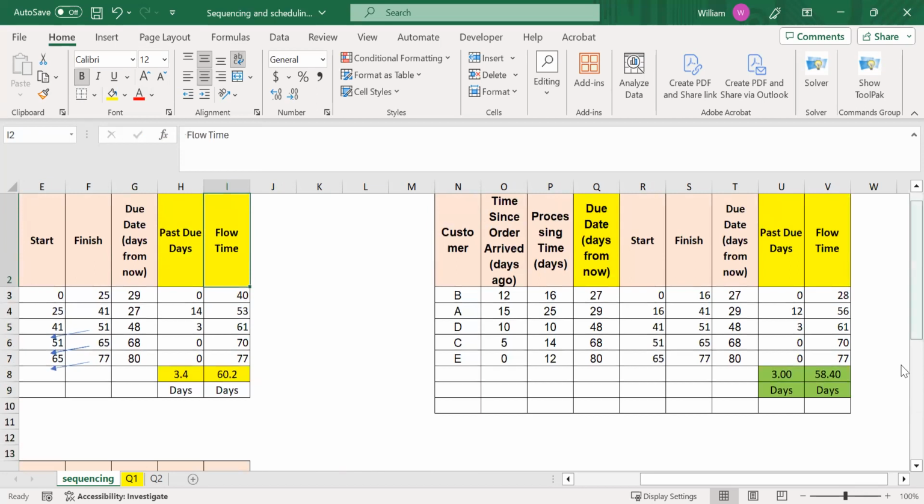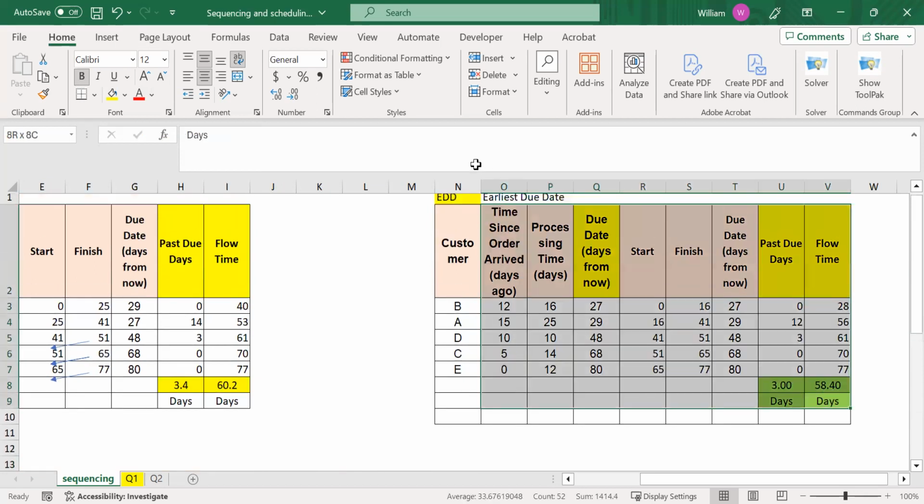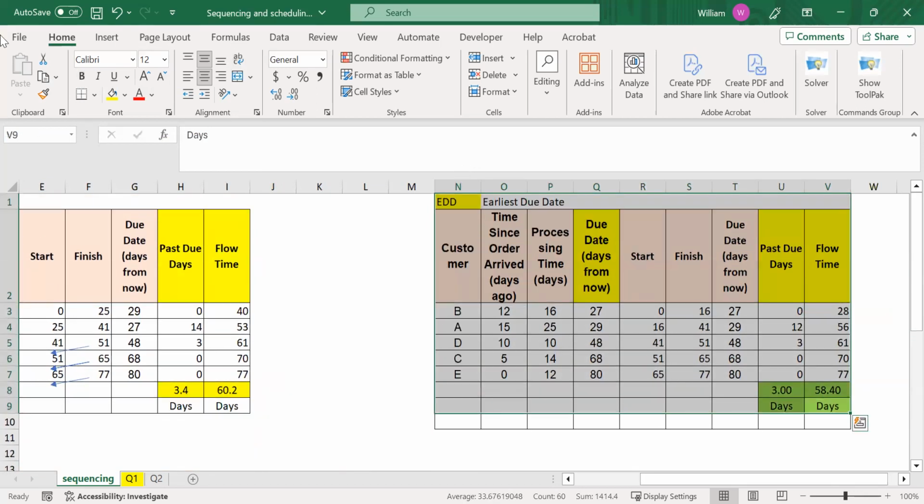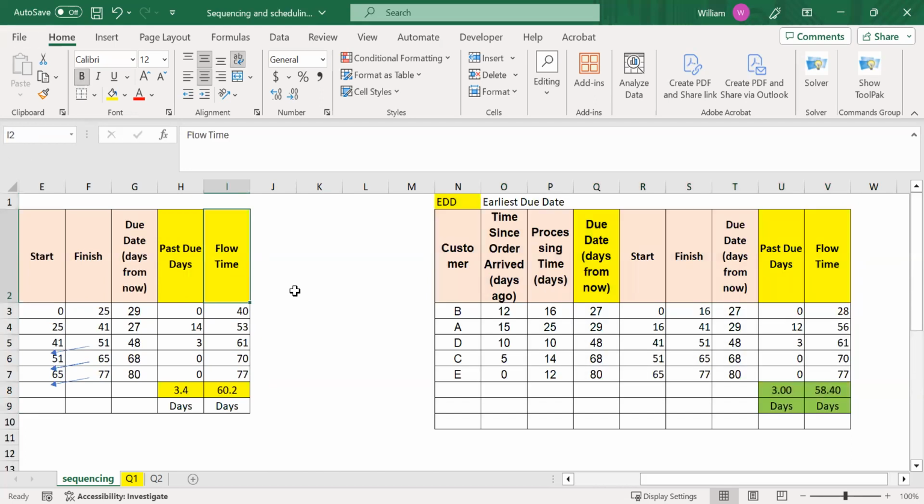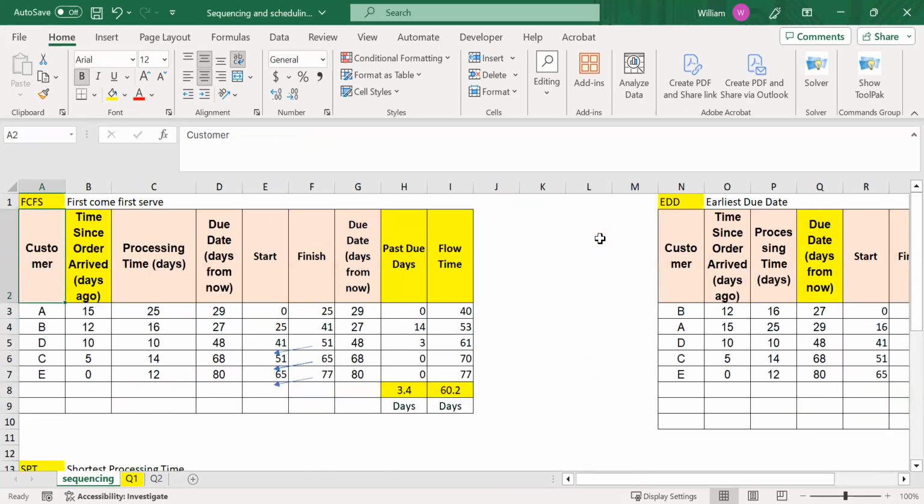The approach that works the best then would be the earliest due date. And that gives us a past due of only 3 days and the total flow time on average of around 58.4 days. Okay. So that's how you go about doing your sequencing. And you typically could be asked to do any one of these 3 different approaches. Always remember to start by looking at what column you are going to be sorting your data by. That makes a difference in how you calculate your numbers.